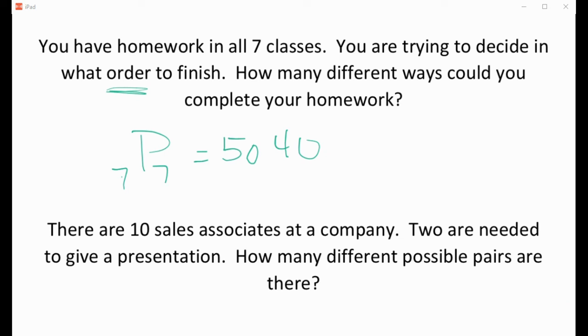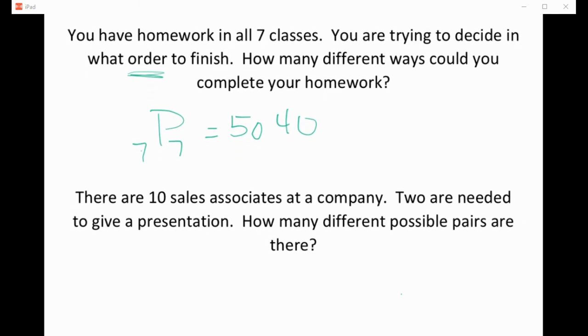Then, last one, there are 10 sales associates at a company. 2 are needed to give a presentation. How many different possible pairs are there? So they're both just giving a presentation. They both have the same job. So that's going to be a C. So there's 10 people, 2 are being chosen. So like I said, it's really just same or different, or if it's in a specific order. 45.